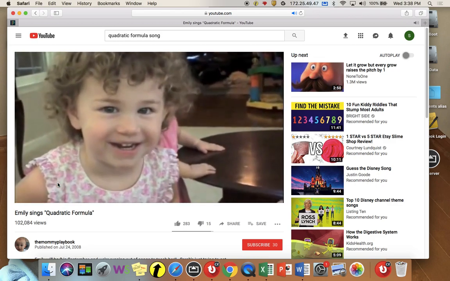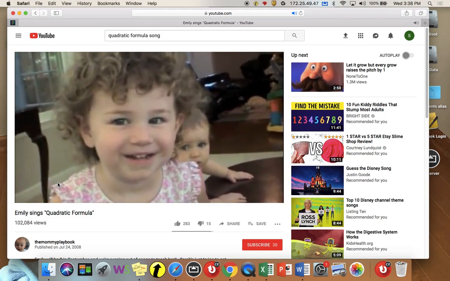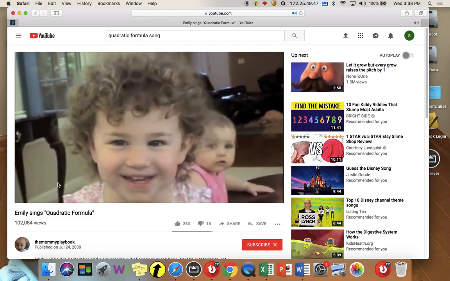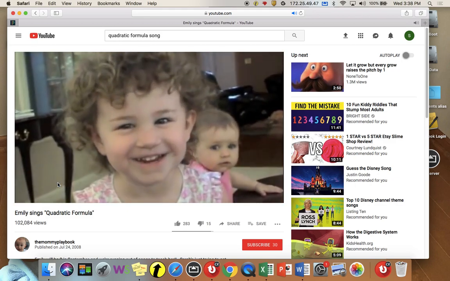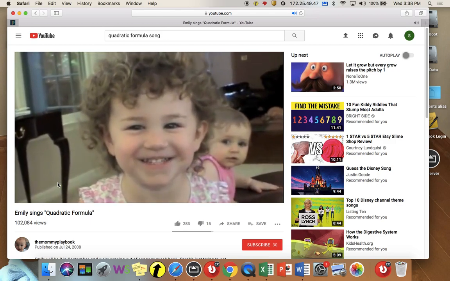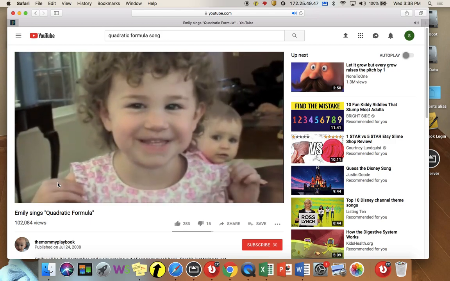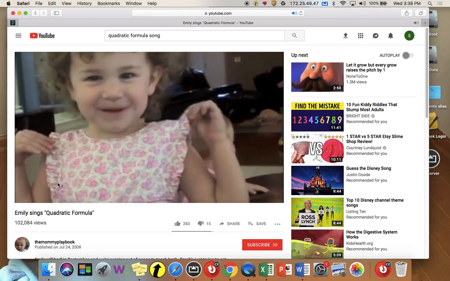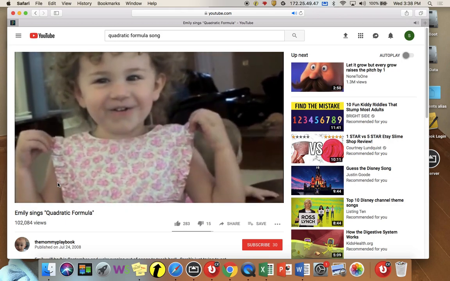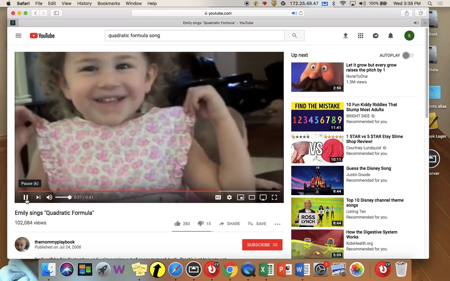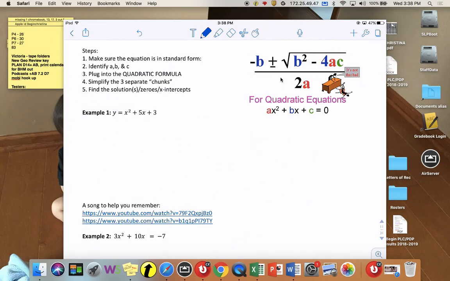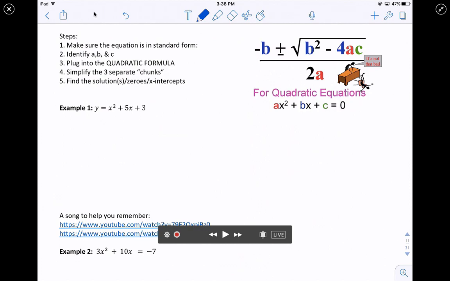All right, so she's going to sing the next part. Good job, Emily. What about the x equals? X equals -b plus or minus the square root, b squared minus 4ac, all over 2. So to Pop Goes the Weasel, if that helps you remember it, you can sing it to Pop Goes the Weasel to help you remember the formula.